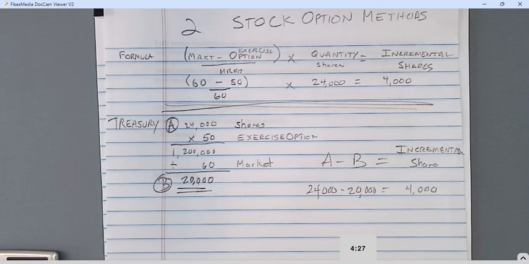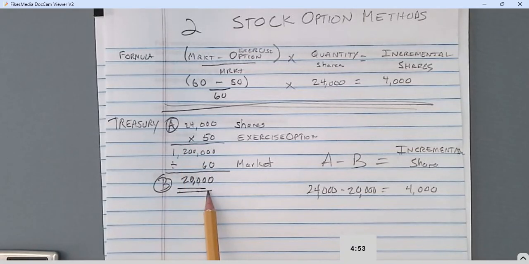Which one was easier for you to do? Which one is easier to remember? Which one is easier for the function on the test with your calculator? By far, it's the formula. Okay, two options. If you like the treasury method, you've learned it, you've memorized it, go ahead and use it. But this is for new people.